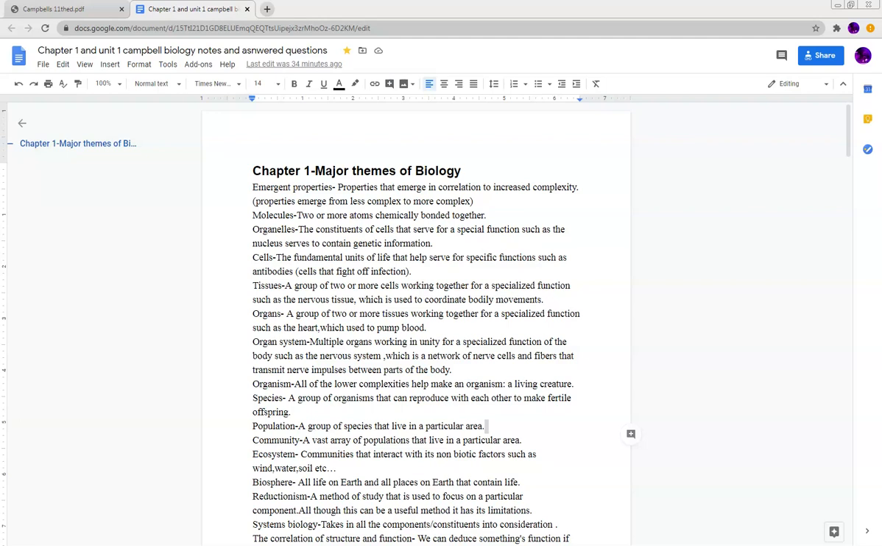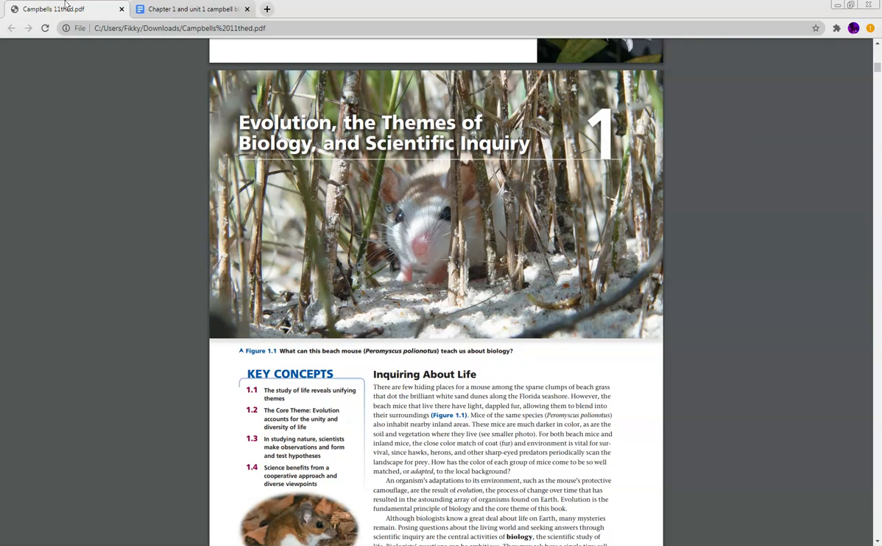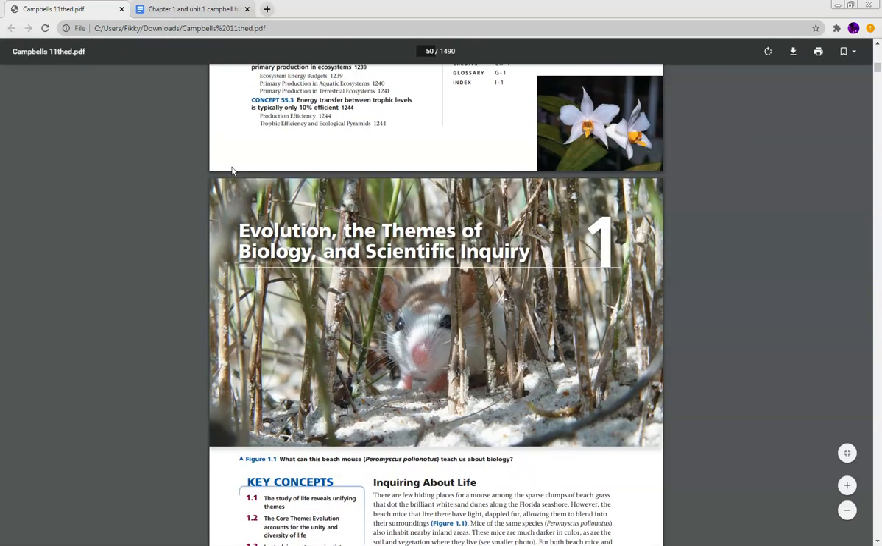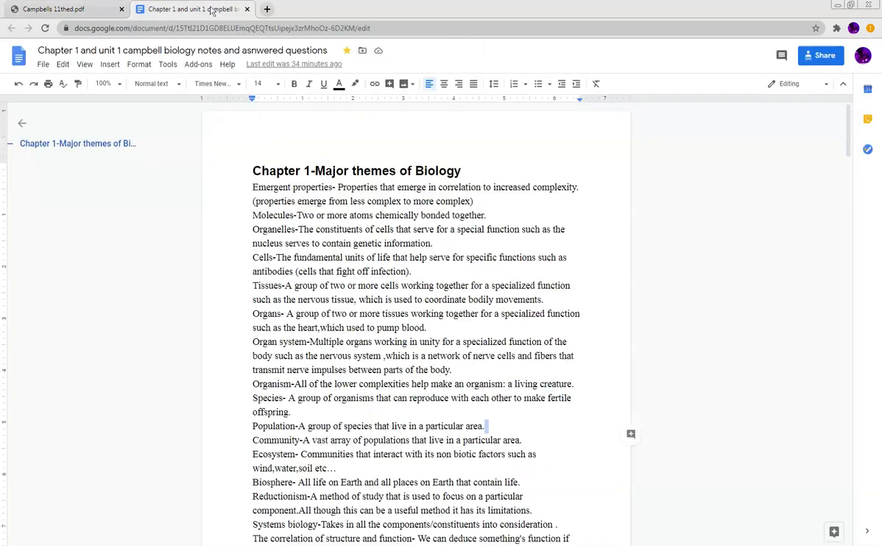So basically, we're going to be talking about chapter one, major themes of biology, and these notes are actually based off of the 11th edition. I actually have the hardcover, but I also have the PDF as well. And so these notes are based off the 11th edition. They shouldn't really be different from like ninth, 8th, 10th, they shouldn't be that different. But yeah, we're going to be covering the overview of chapter one.